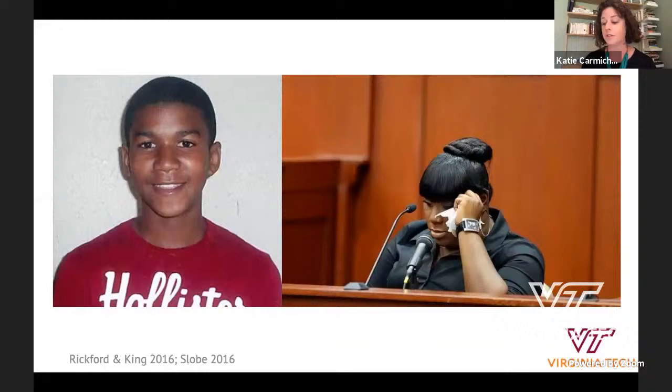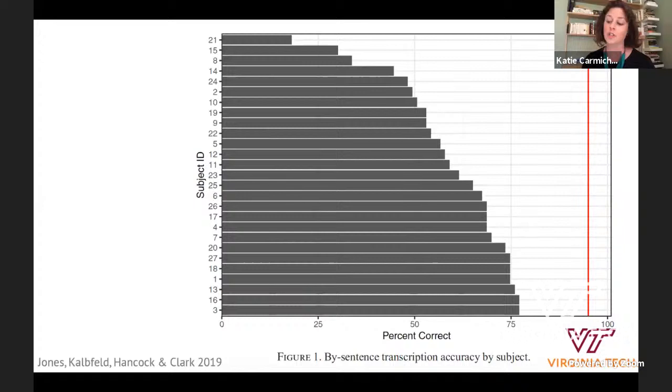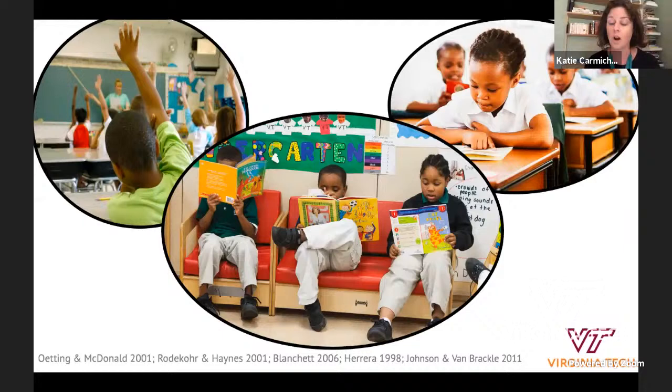Following up on this line of research, Jones et al. tested the abilities of court transcribers to accurately capture African-American English. Court reporters are meant to be certified 95 to 99% accurate, which is the red line you see here on this chart. You can see that none of the court reporters in this study achieved this threshold, and many were significantly below it.